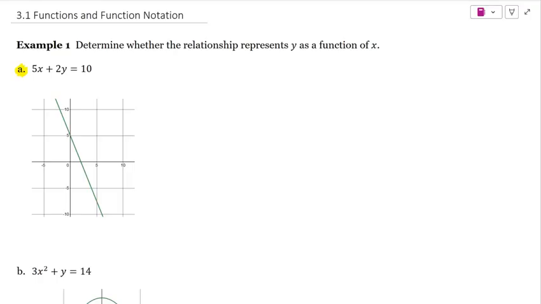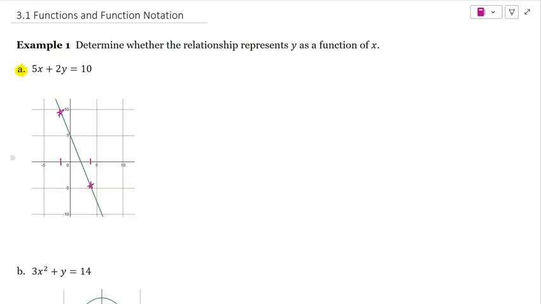When we're trying to determine whether a relationship is a function, we want to make sure that for any x value that we choose, there's exactly one output y value. Suppose I pick another x value here. I'm getting exactly one output value. So looking at the graph, we think that this is a function.